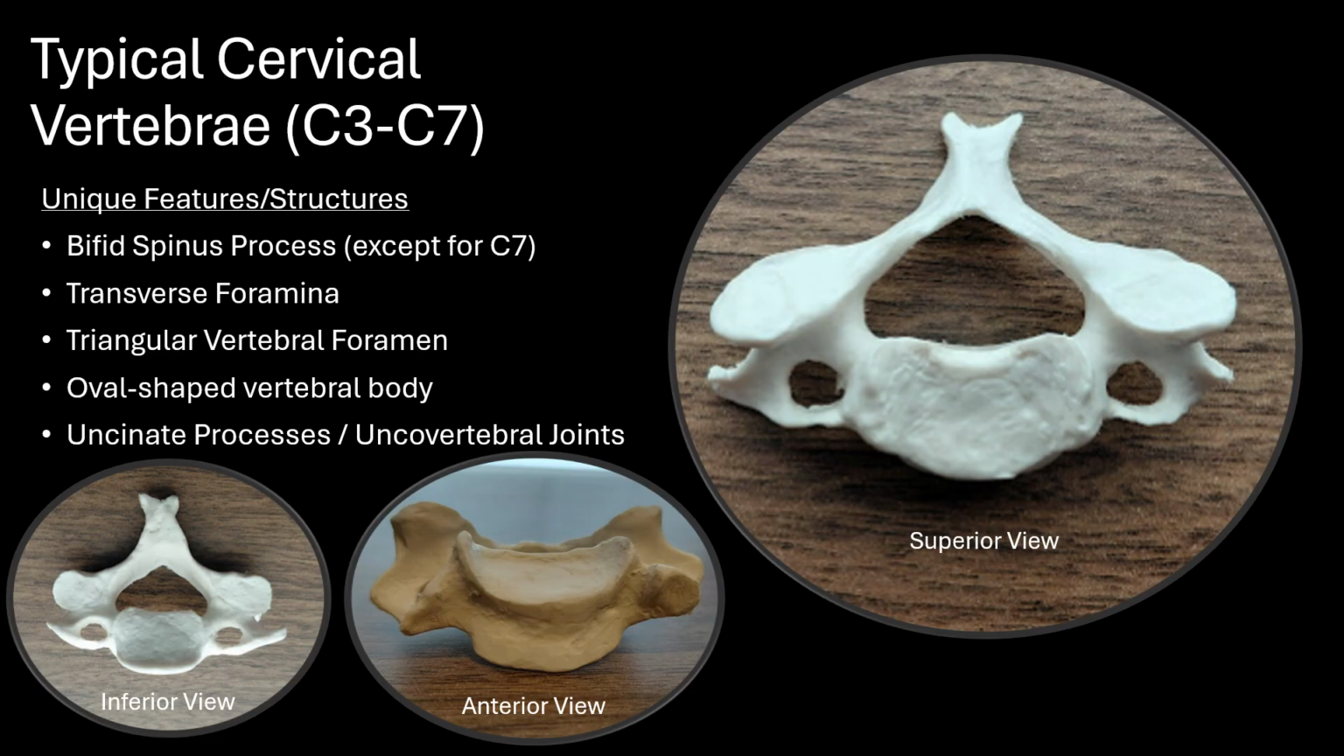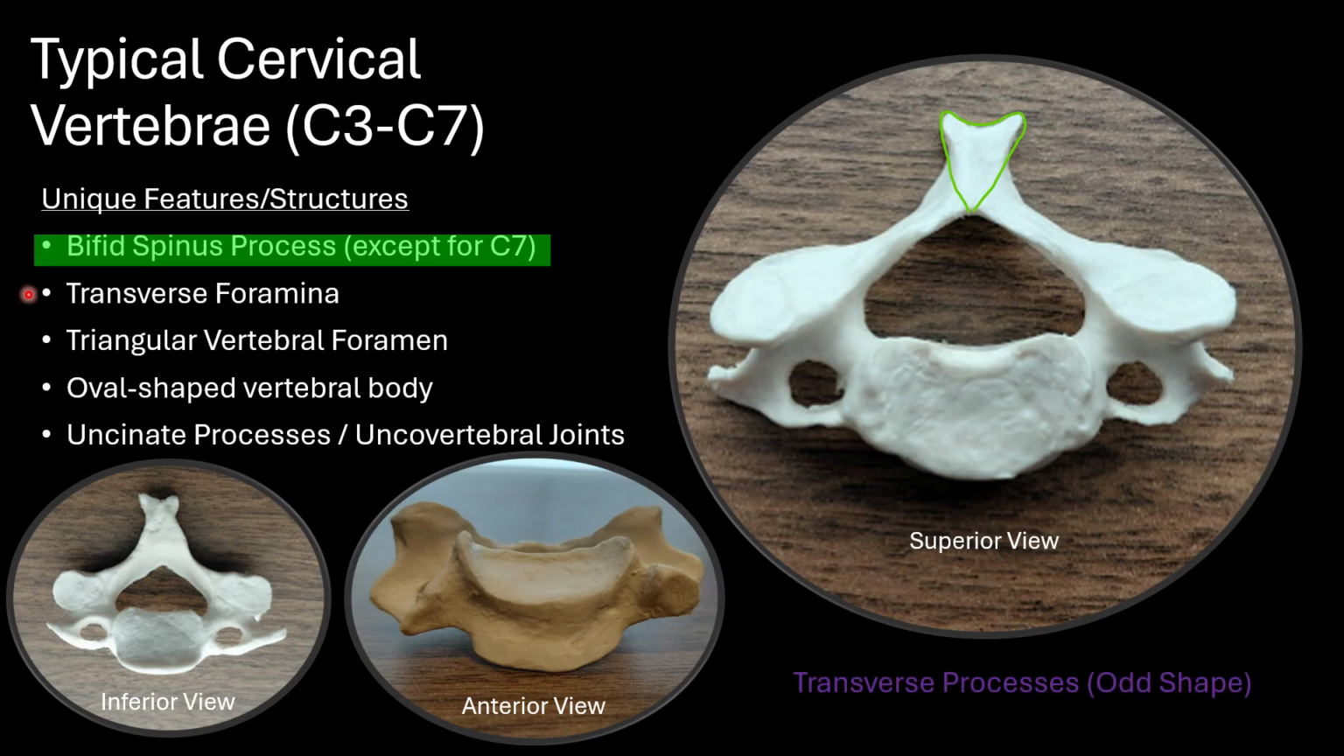Typical cervical vertebrae refers to C3 through C7. C1 and C2 are atypical vertebrae, and we'll look at those later. Now that we have an inferior view of a typical cervical vertebra, we can actually see the inferior articular processes, more specifically really just the facets from this particular view. So the spinous processes are going to be bifid or bifurcated, and that basically means that they're forked. Now, there are individual variations that do exist, but normally they are bifurcated except for C7.